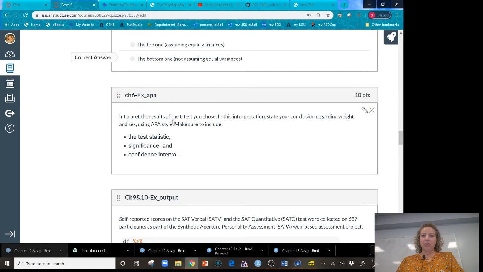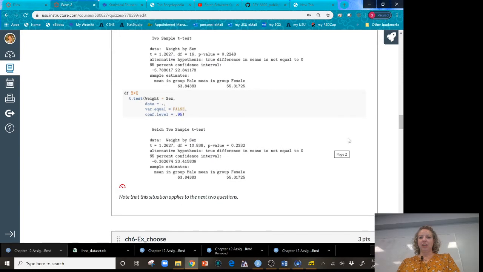So interpret the results of the t-test you choose. In this interpretation, state your conclusion regarding weight and sex using APA style. Make sure it includes the test statistic, the significance, and the confidence interval. Anyone want to give it a shot? Male, female. Go for it.